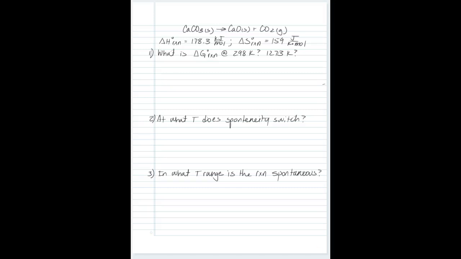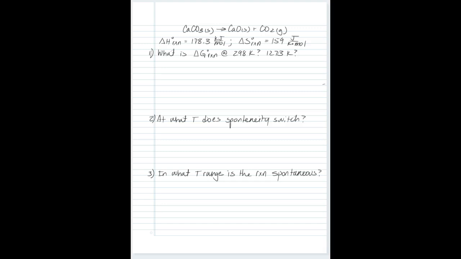So I'm going to do a few calculations related to spontaneity and delta G with regard to this reaction that's written at the top of the page here. You have delta H and delta S of reaction listed here, but you might not. You might have to calculate them using delta H's of formation or standard molar entropies. You know how to do that.